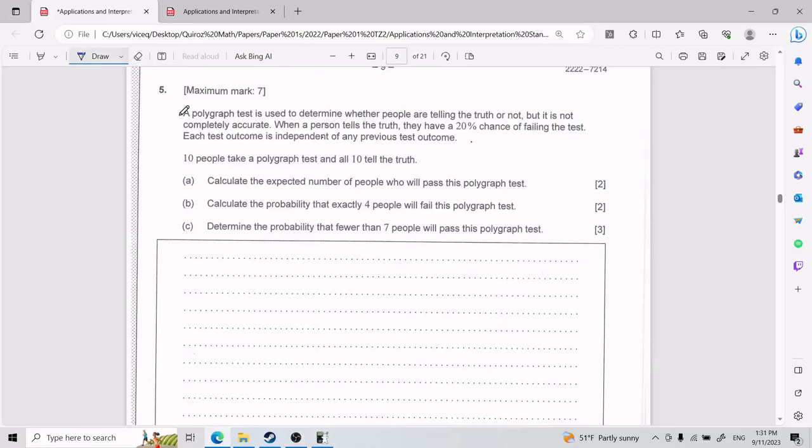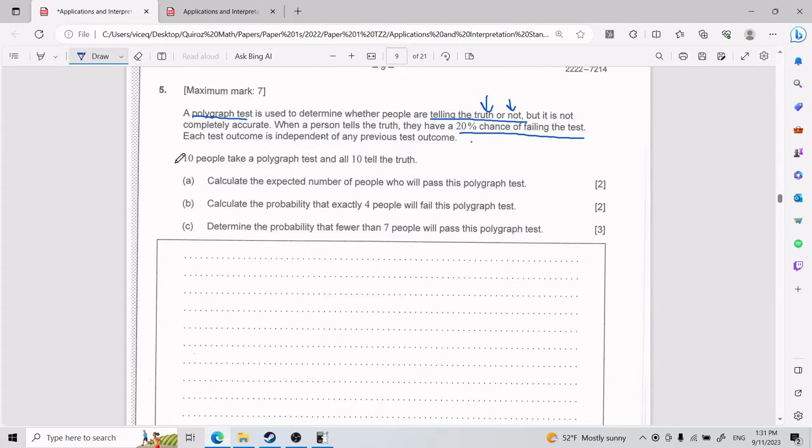For this fifth one, we have that a polygraph test is used to determine whether people are telling the truth or not. Okay, but it is not completely accurate. When a person tells the truth, they have a 20% chance of failing the test. So even if you're telling the truth, there's a 20% chance that the test says you failed, because the test is not accurate. Each test outcome is independent of any previous outcome.